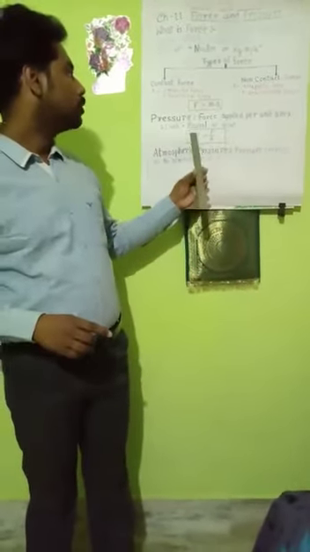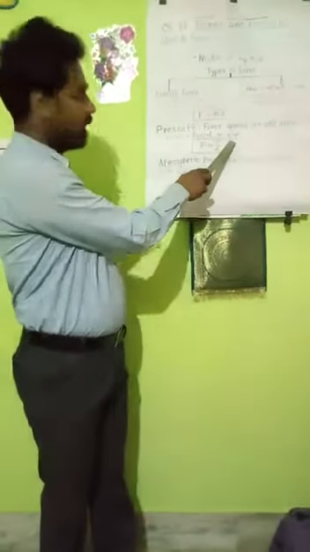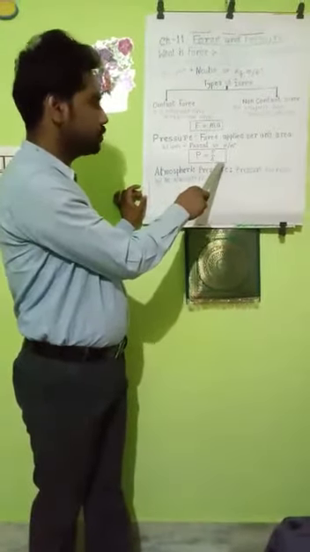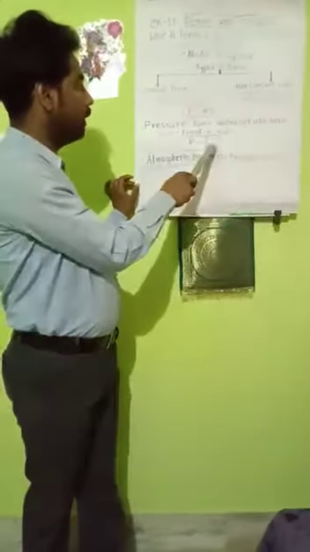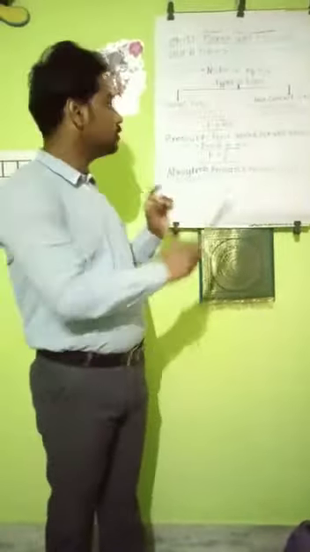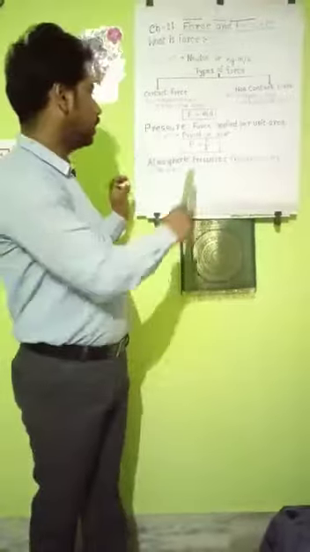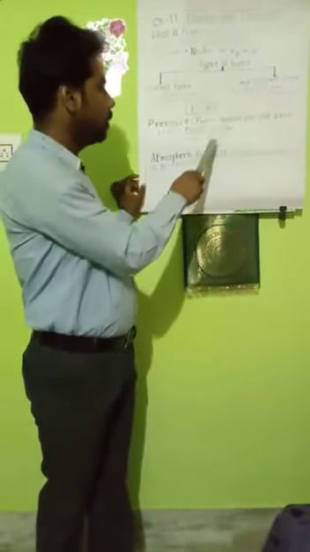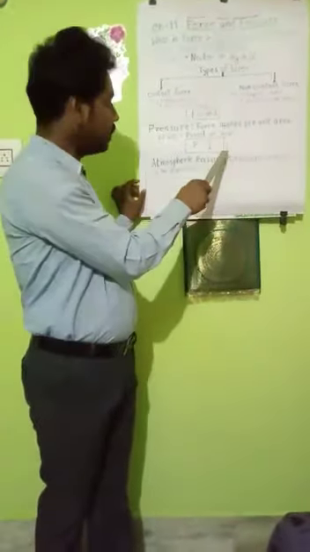So pressure equals force by area. How much force is it? It is 1 Newton force. And what is the area? 1 meter square area. So pressure equals force by area. Capital F equals force, capital A equals area, and small a equals acceleration. Don't get confused: small a equals acceleration and capital A equals area here. The unit of force is Newton and the unit of area is meter square, so pressure equals Newton per meter square.